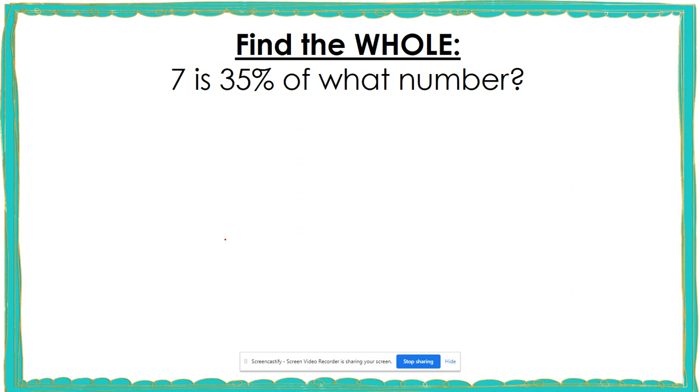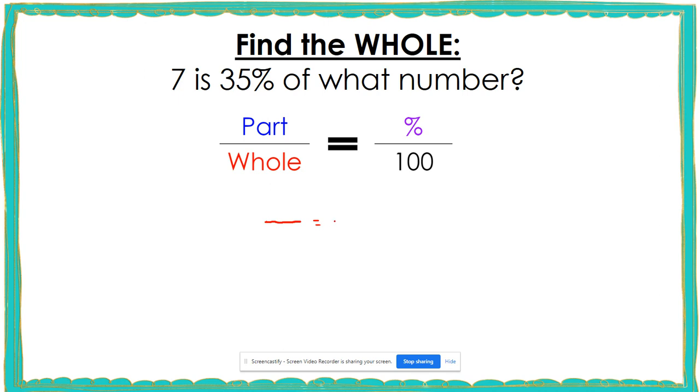Next, 7 is 35% of what number? I use my same proportion, which is part over whole equals percent over 100, so I need to fill in the values that I know. I know that this number is always 100, and then it says 7 is 35% of what number?